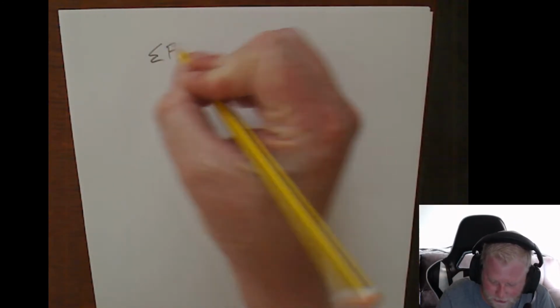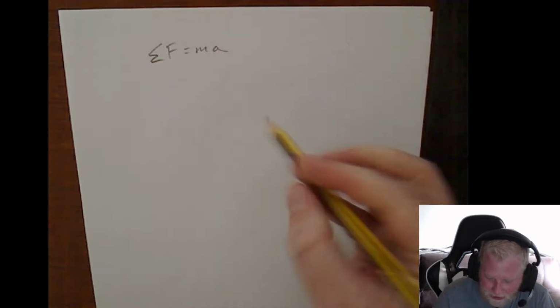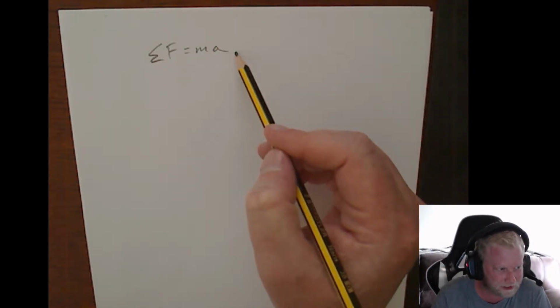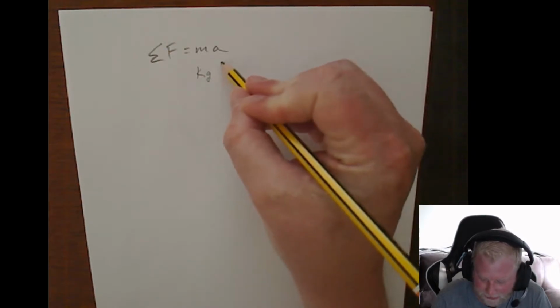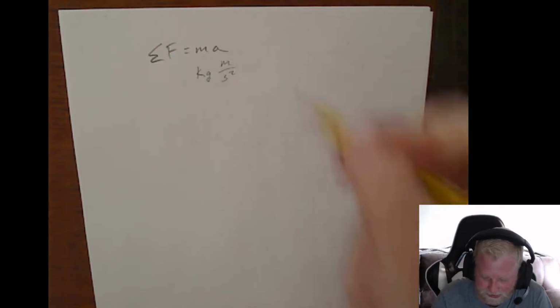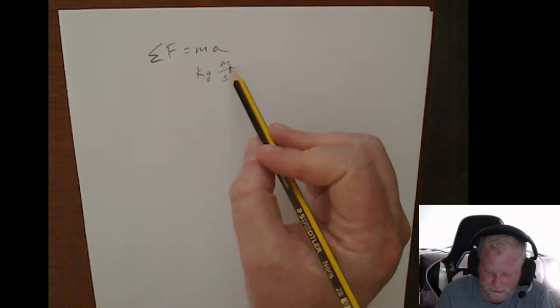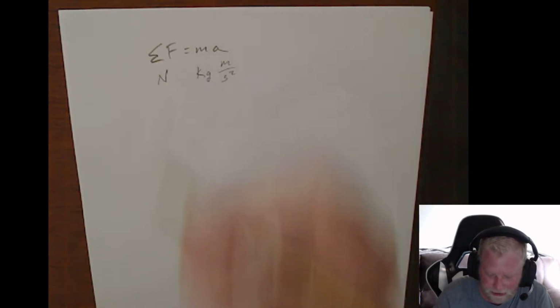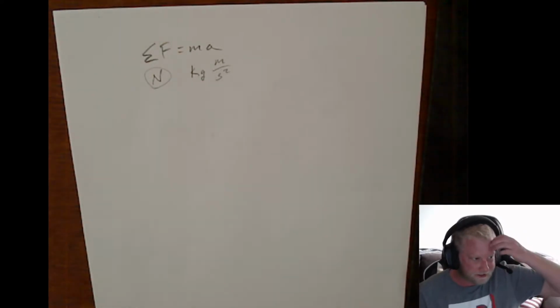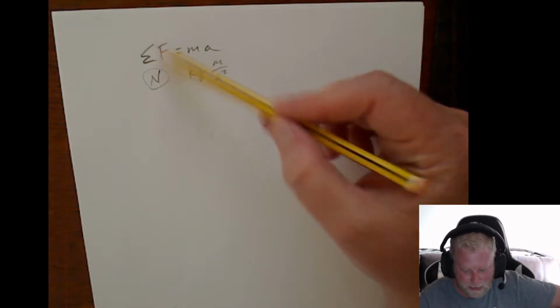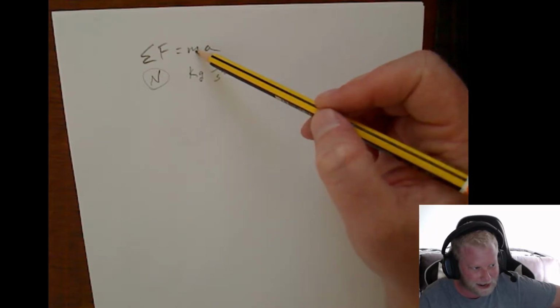All right, let's quickly take a look at the basics of Newton's second law. Newton's second law tells us that if you have a net force acting on an object, it causes that mass to accelerate. If we look at the units, mass is measured in kilograms, acceleration is measured in meters per second squared. So kilograms times meters per second squared gives us the unit of newtons. So that's where this comes from. Basically, if you have an imbalanced force, a net force, your mass will accelerate.